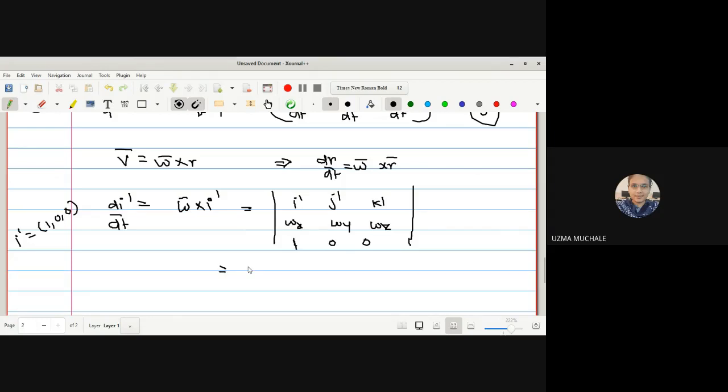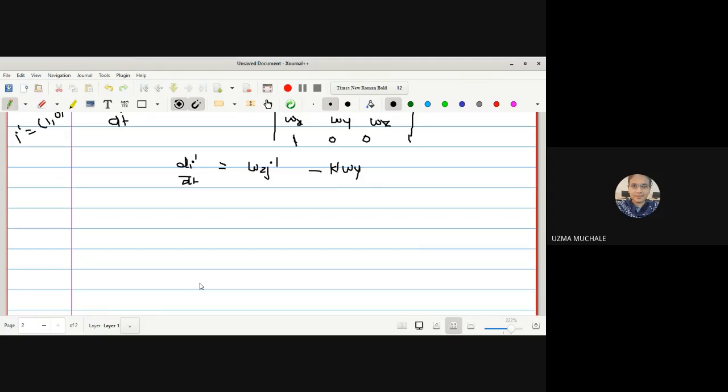Now evaluating this derivative, I hope you can evaluate it. I will write it directly as w; you have to evaluate it yourself while seeing this lecture. So here I get the value of di'/dt as wz j' minus k' wy. This is equation 1.